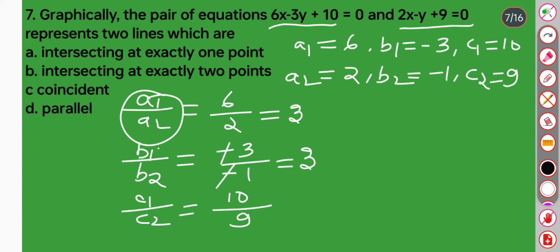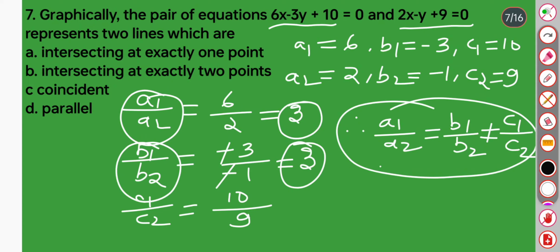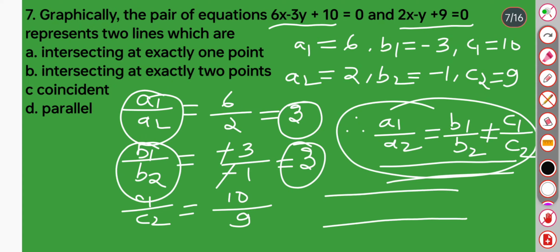a1 by a2 and b1 by b2 value is equal, but c1 by c2 is not equal. So what we can write? Therefore, a1 by a2 equal to b1 by b2, but not equal to c1 by c2. Now whenever you will get this condition, what will happen? That means whenever you will get this condition, the given two lines will be parallel lines. That is no solution. That is parallel line. That is option number D. Option number D is the correct one, parallel line. Okay.